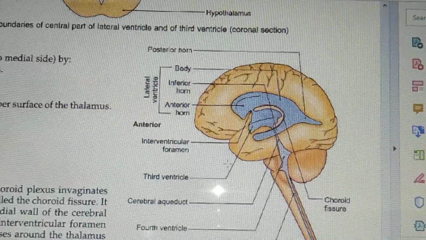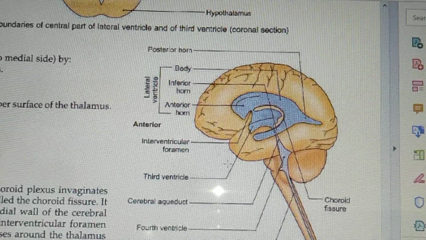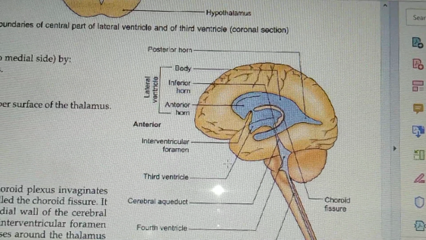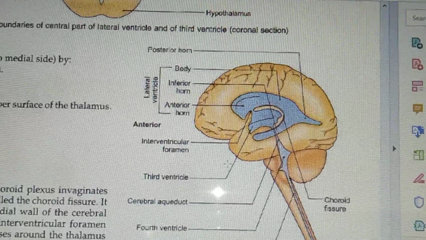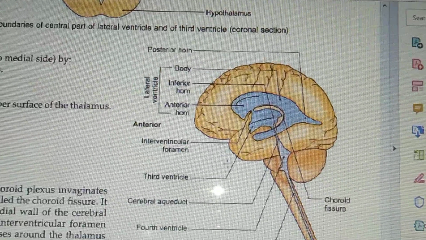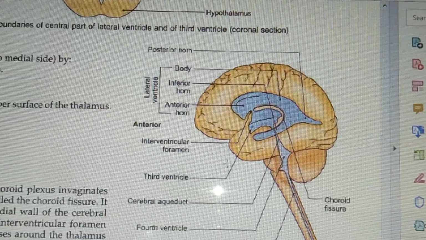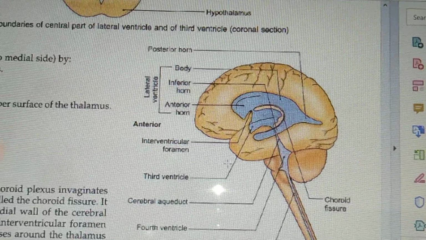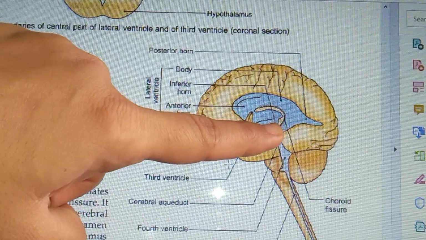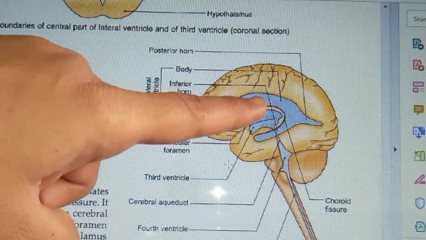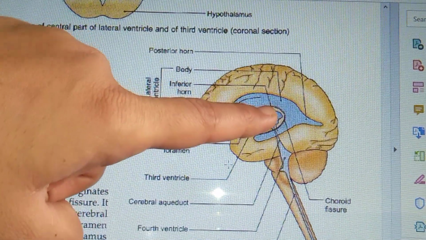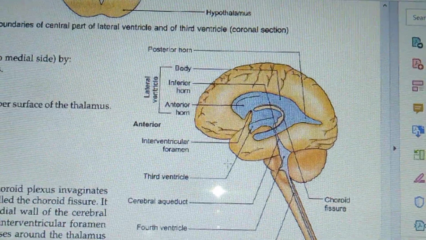This choroid fissure is a C-shaped slit in the medial wall of the cerebral hemisphere. It starts at the interventricular foramina above and in front, and passes around the thalamus and the cerebral peduncle to the uncus in the temporal lobe. Thus, it is present only in relation to the central part and the inferior horn. It winds around the thalamus. We know the third ventricle is there, so here it will be the part of the thalamus also.